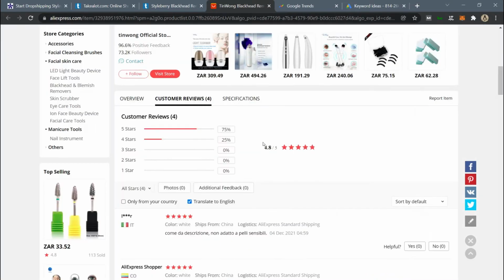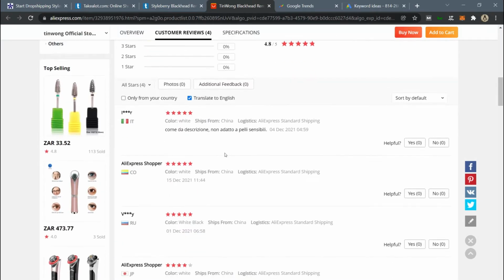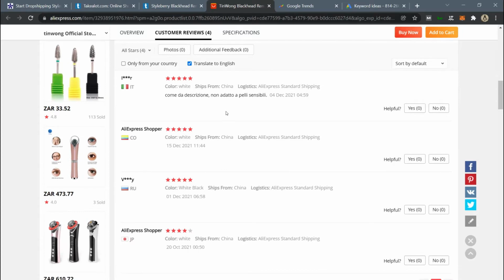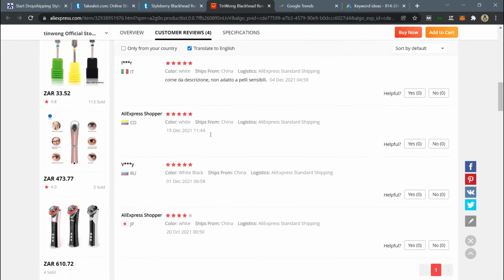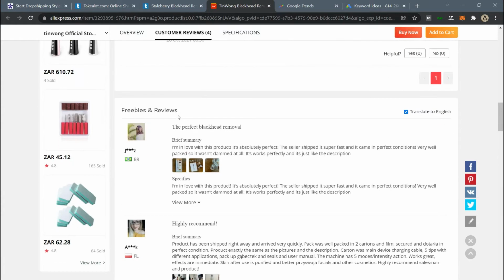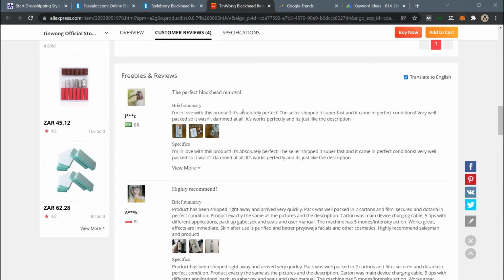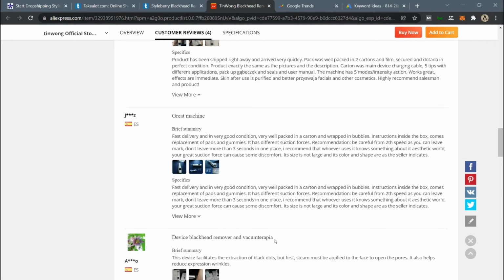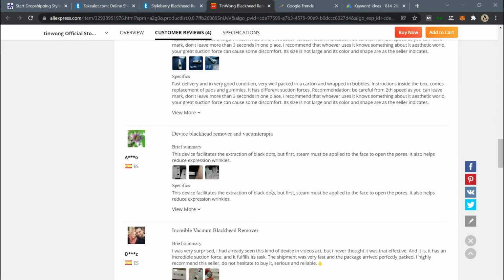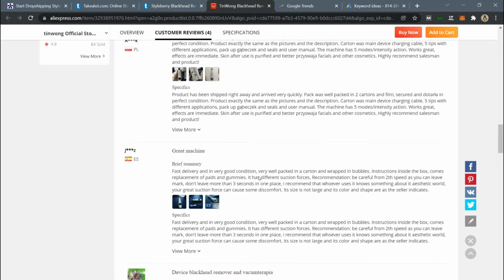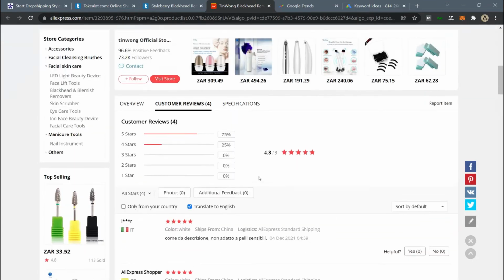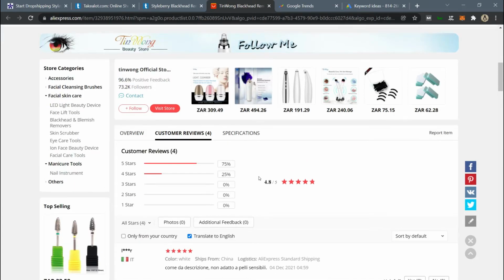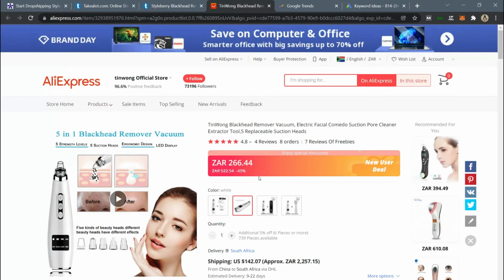So if you go to the reviews, I don't know what language, but it's obviously a language I don't understand, Italian or something. But anyway, you can see here 5 stars, and here are some reviews. The perfect blackhead removal, highly recommended, great machine, device blackhead remover, blah blah blah. Now you're starting to notice a trend here, that this product is a great product to recommend to your clients.